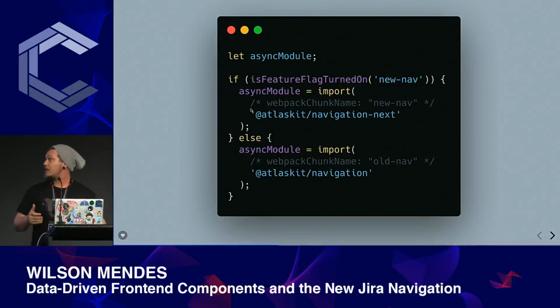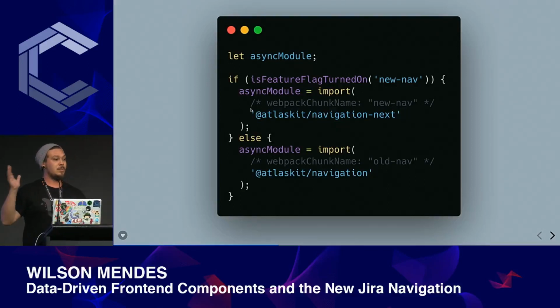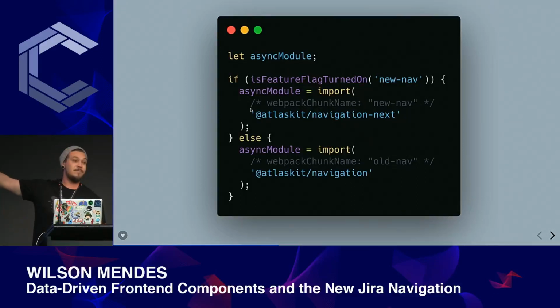One standard that we defined is that for every single integration like that, we need to write async components. So in this example, we're using async imports to the new component and the old one, and we were turning on and turning off based on the flag. So we were doing the progressive rollout with this piece of code.